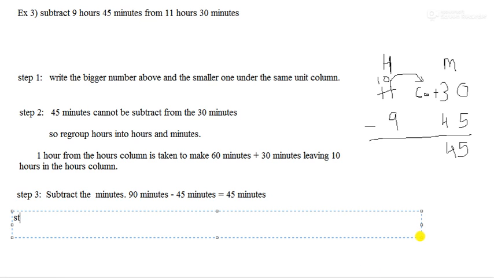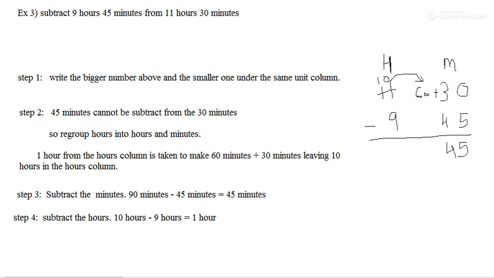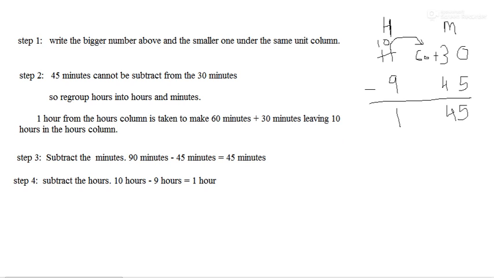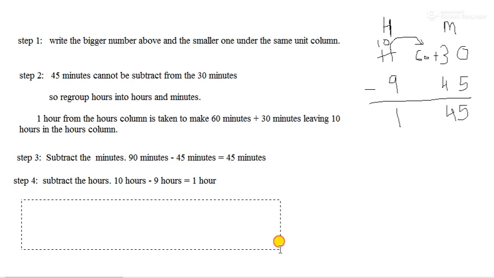Now what is step 4 here? Subtract the hours. Your hours is 10 hours minus 9 hours. So 10 hours minus 9 hours is 1 hour. So write down 1 in the hours column. So the answer is 1 hour 45 minutes.